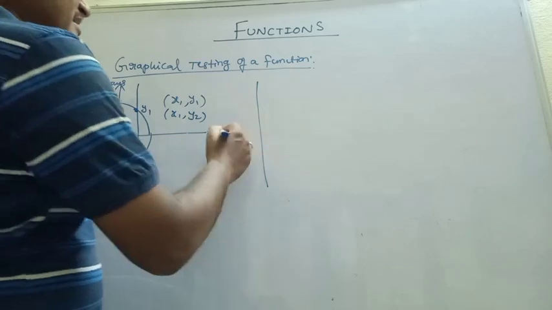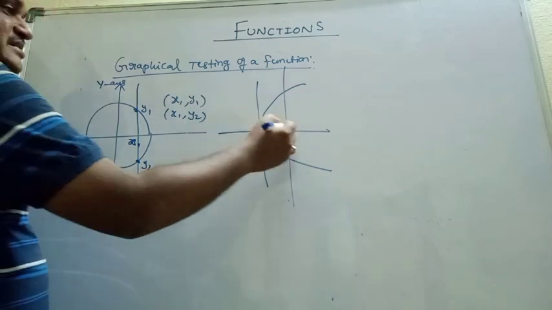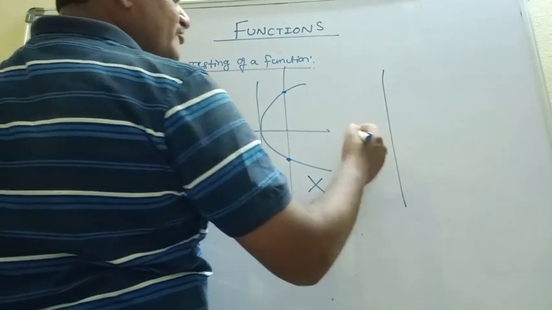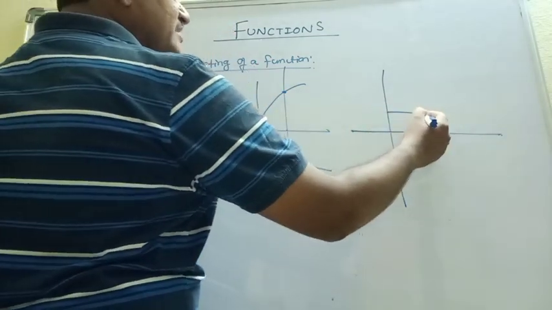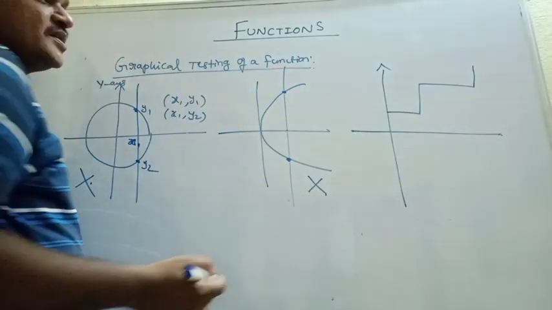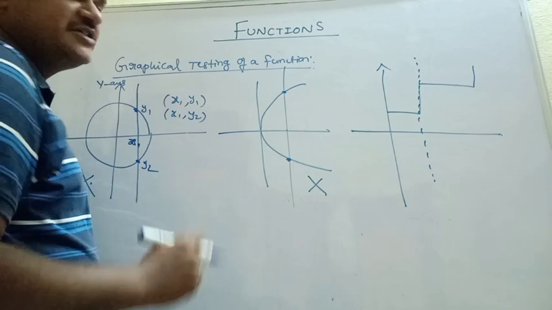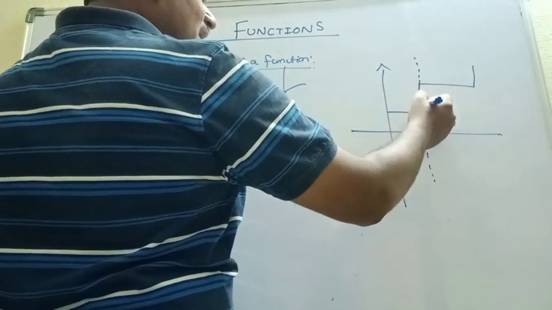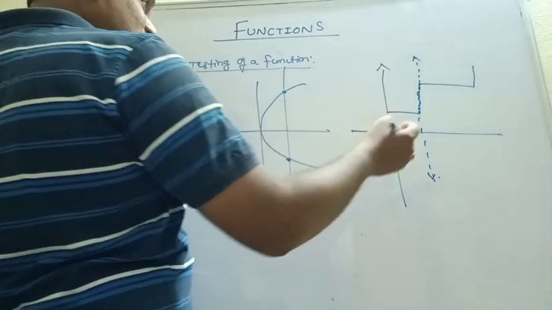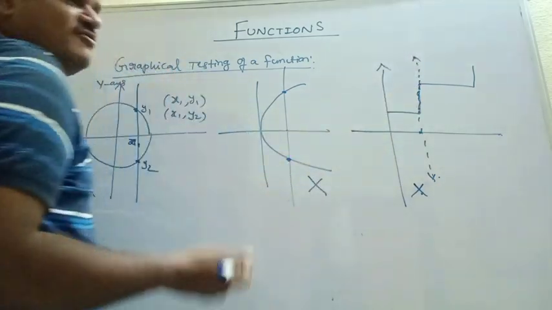Suppose you take another curve like this, and draw a vertical line here also. Here also it is cutting at 2 points. Therefore, it is not a function, right, my dear students? Next, if you take one more like this, and I draw a vertical line, it will coincide with this vertical line, and they will have infinitely many points in common. If we have infinitely many points, this is also not a function, because for one x value you have infinitely many y values.